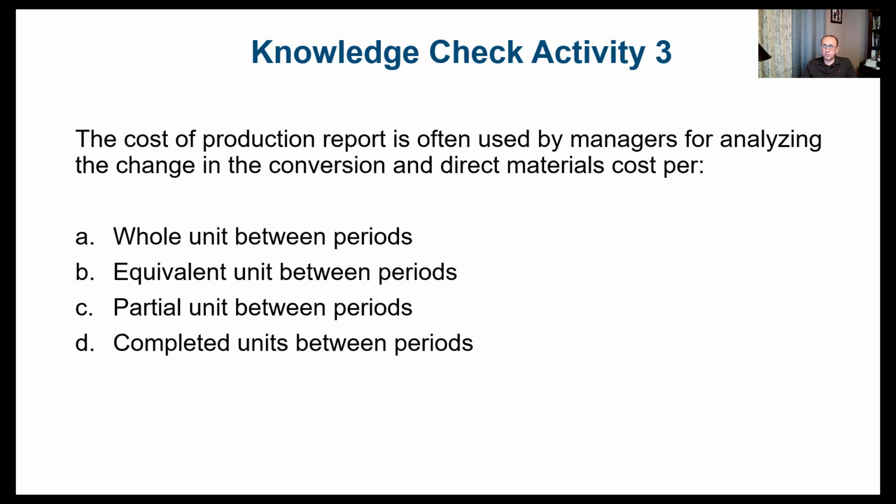Let's do another quick knowledge check. The cost of production report is often used by managers for analyzing the change in the conversion and direct material cost per: whole units between periods, equivalent units between periods, partial unit between periods, or completed units between periods. Again, let's think about this again. The right answer here is equivalent units between periods.